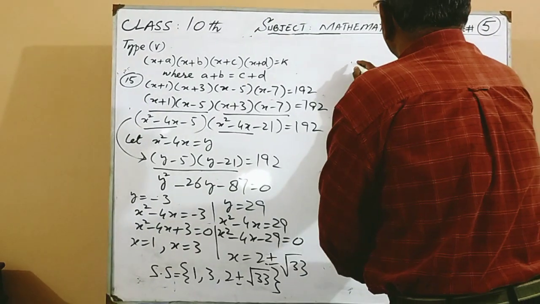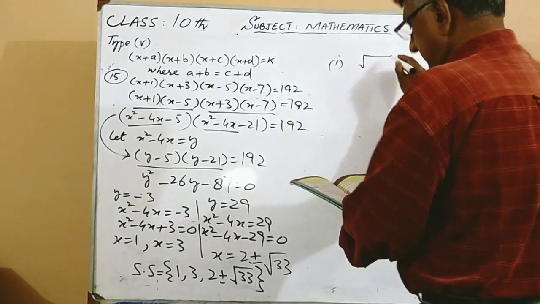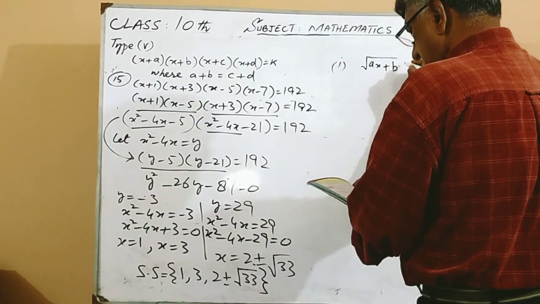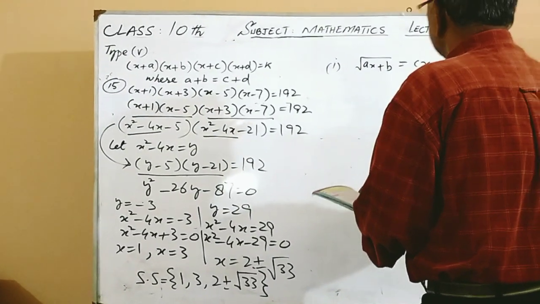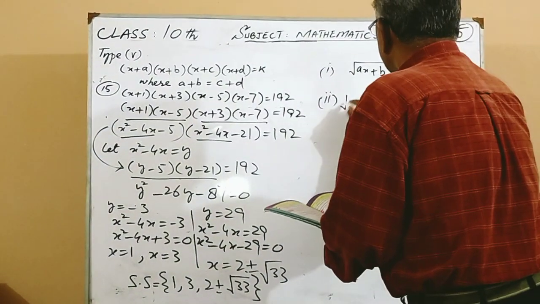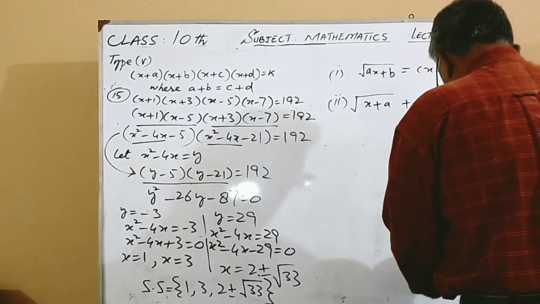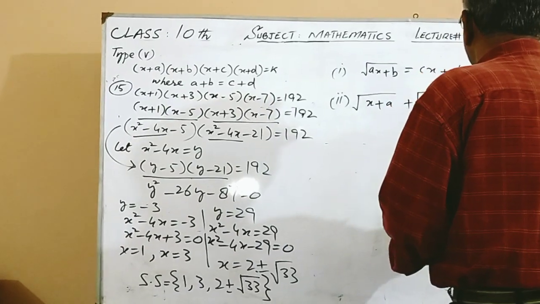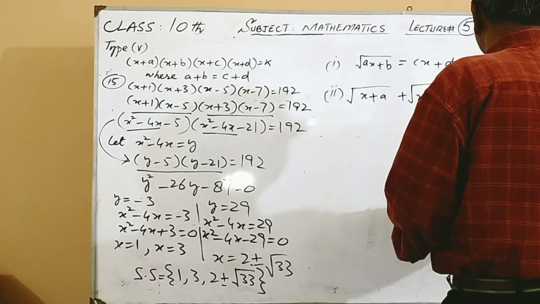First type is this one, in which there is square root of ax plus b and that is equal to cx plus d. The second type is square root of x plus a plus square root of x plus b is equal to square root of x plus c. This is the second type.